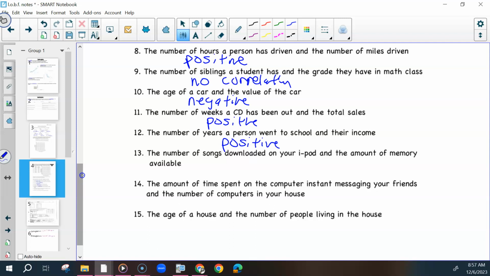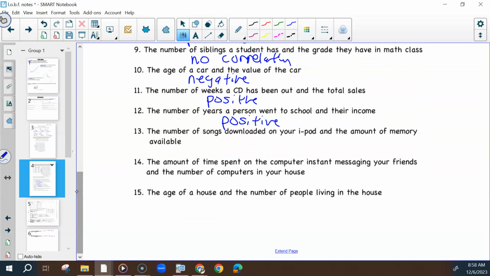But which one is another one you think could be both? Like the age of a car and the value of a car. Like if the car's 3, the value could be high. We don't really know what time we're talking about. So that one is negative regardless because cars depreciate. They lose value over time, unless it's like an antique. Then those are more valuable. So it depends on the scenario.